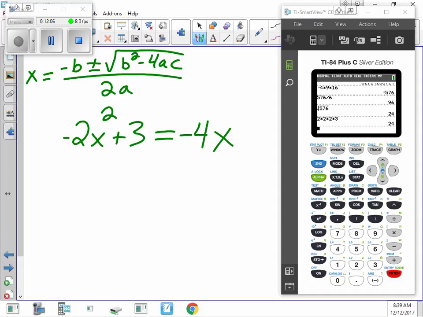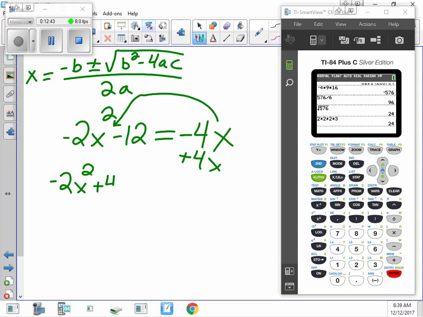Hold on a second. Let's change this to an 8. Okay. What should I do here? I need to put everything on one side. I'm going to add the 4x, move it over, and I'm going to put it in the middle where it belongs. Negative 2x squared plus 4x minus 12 equals 0.